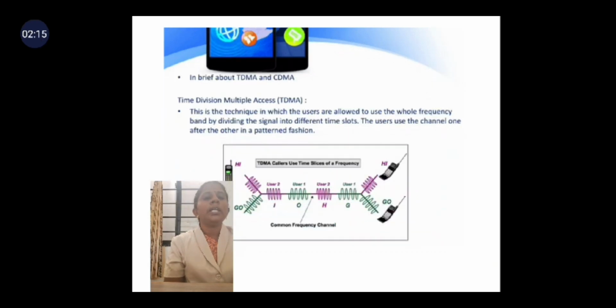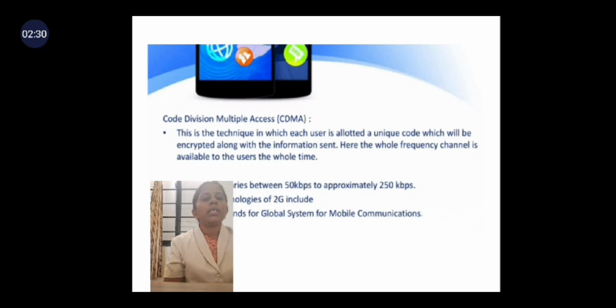TDMA means the users are allowed access to the whole frequency band by dividing the signal into different time slots. The users can use the channel one after another in different patterns. Next one is code division multiple access. In this technique each user is allocated a unique code which is encrypted along with the information sent. The whole frequency channel is available to the users for the whole time. The data rate varies from 50 kilobits per second to 250 kilobits per second. The standard used in 2G network is Global System for Mobile Communications.